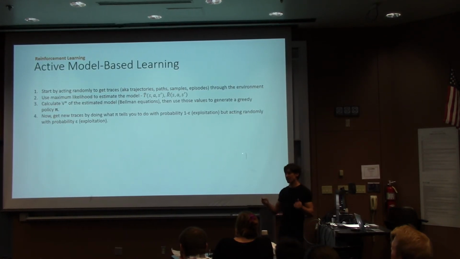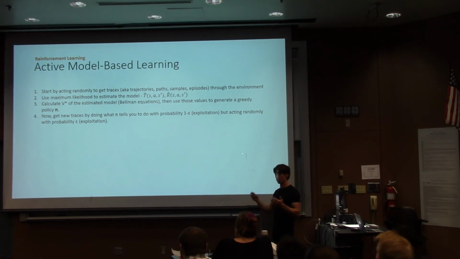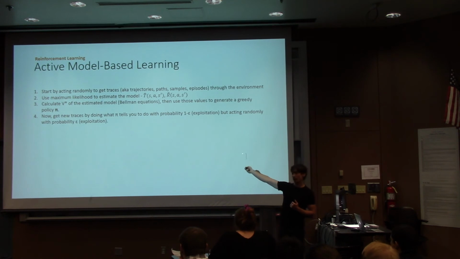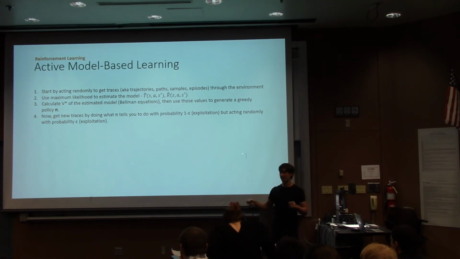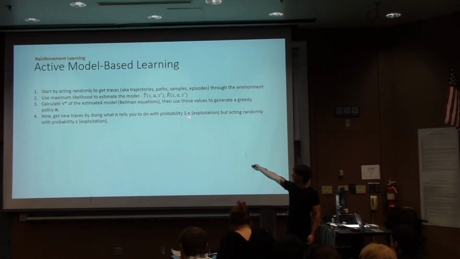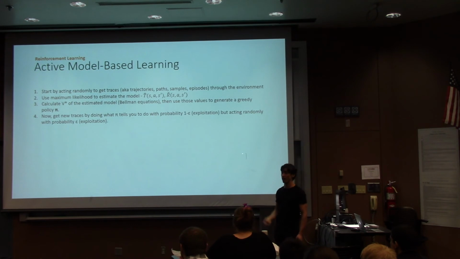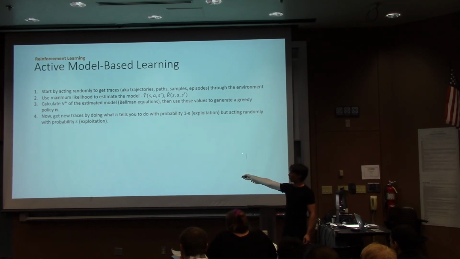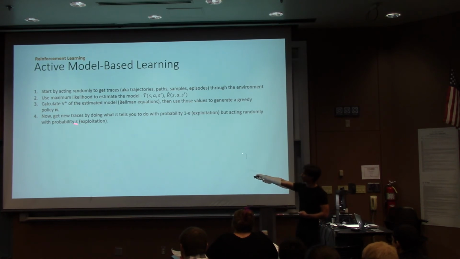Now, we're going to get new traces. We're going to start using our new policy in this world, except we're going to act on it epsilon greedily, which means that 1 minus epsilon percent of the time, we're going to exploit what we already know by using what our policy pi tells us. But for an epsilon amount of time, we're going to again just act randomly. And this is going to give us the exploration and exploitation that we need. That should be exploration.